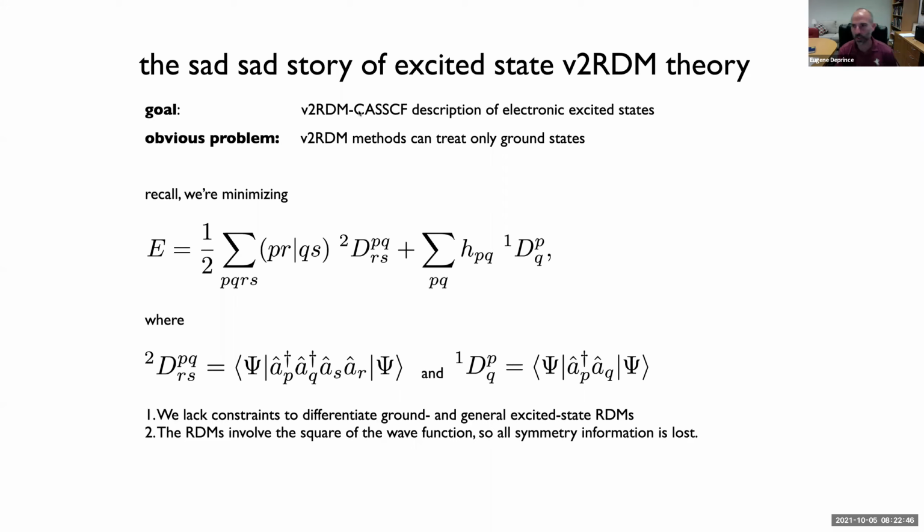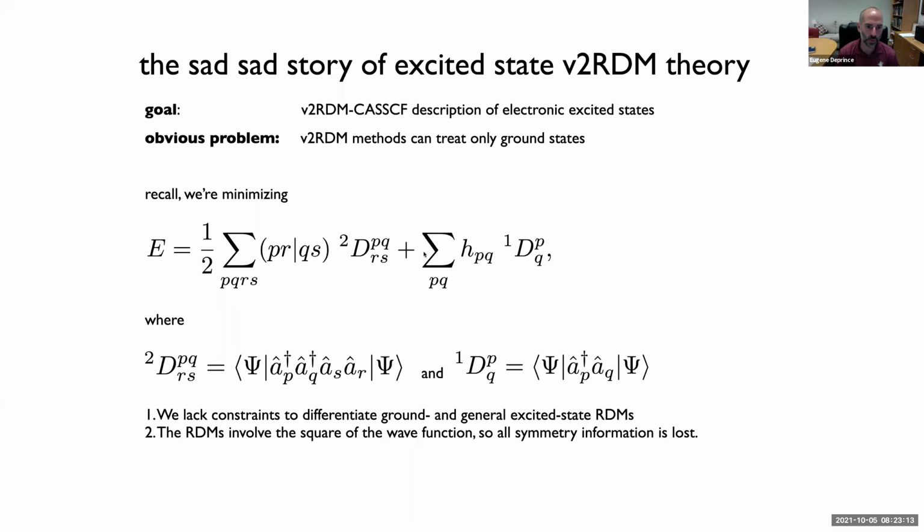Very obviously, everything I've talked about so far has been state-specific V2RDM-based CASSCF calculations, and even more than just state-specific, for the lowest energy state of a given spin symmetry. So we can only get ground states. An obvious goal would be to describe electronic excited states, for many reasons. But there's an immediate obvious problem, and that's that these V2RDM methods can only treat ground states.